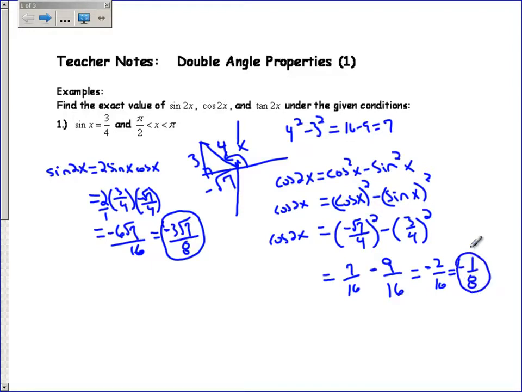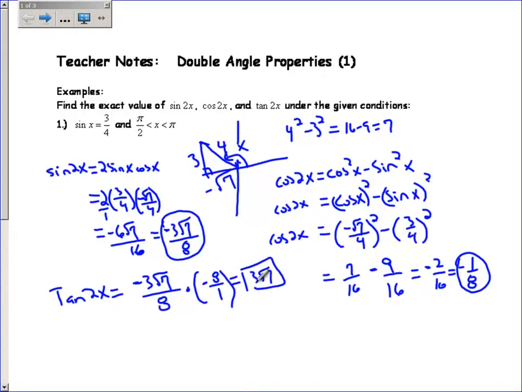Okay, and the last thing we're going to do is find the tangent of 2x. And of course, we could find the tangent of 2x by using the formula, but since I've already done sine and cosine, I'm going to say that the tangent of 2x is the sine of 2x divided by the cosine of 2x. And since cosine of 2x was already a fraction, I'm going to do times the reciprocal. So I'm going to get 3 square roots of 7. And that should be what you also get if you plug it into your formula. So I did sine divided by cosine there.